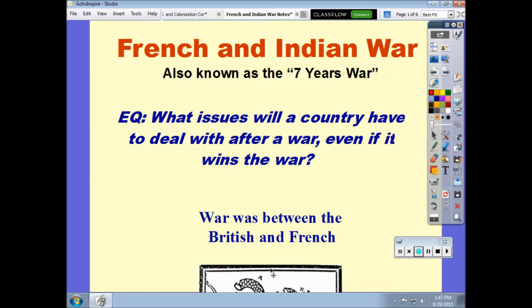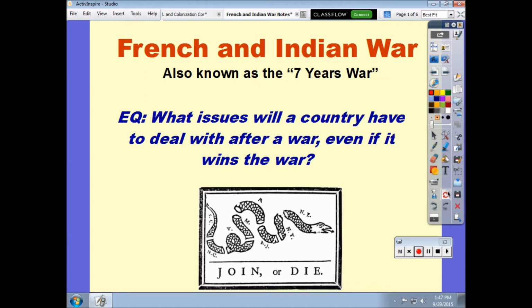So the question here in the center: what issues will a country have to deal with after a war, even if it wins the war? As we're thinking about this, you're not going to find the answer directly in the notes. Just think about wars in general, what has to happen after a war, and what kind of issues a country has to deal with. Because at the end of this war, the colonists are going to have to deal with the situation when it's all over.